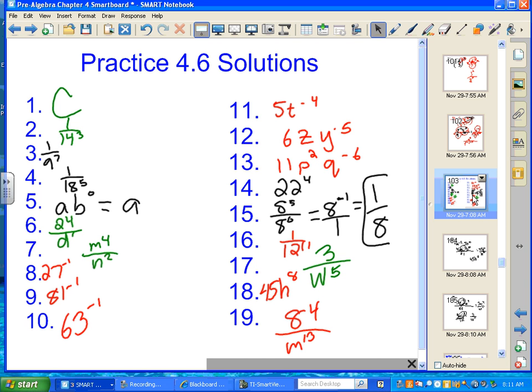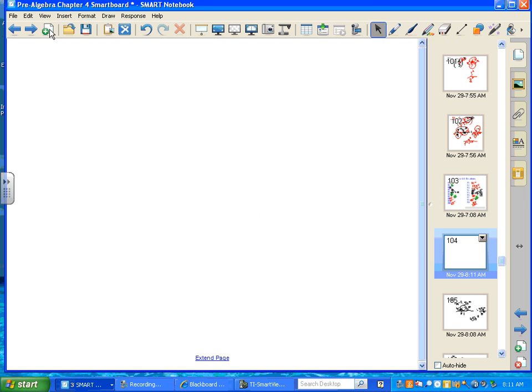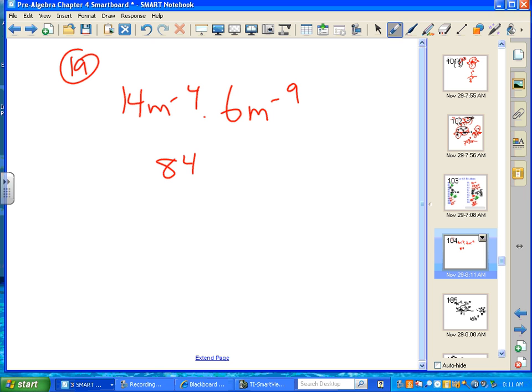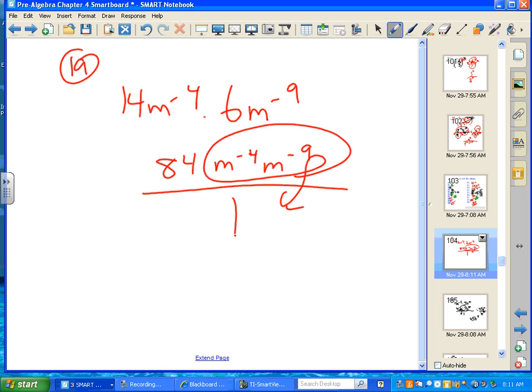Okay, 19. We have 14m to the negative 4th times 6m to the negative 9th. So I'm going to multiply these together first, Doug. 14 times 6 is 84. I'm going to rewrite the m's. Then you need to move the negative exponents to the bottom, which is both of them. So we have 84 over m to the 4th, m to the 9th. And then one more step, add exponents. Got it? Okay. Matt.